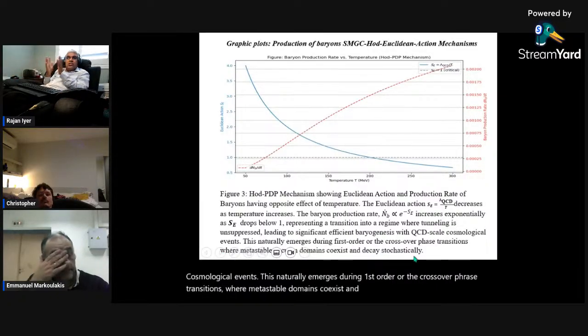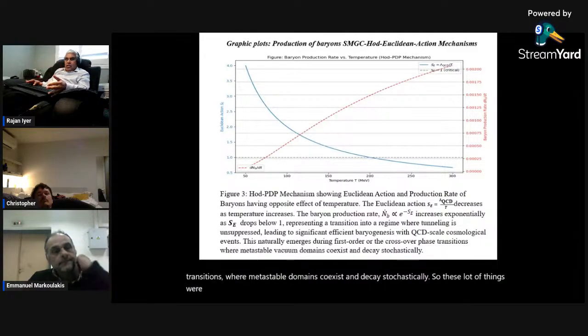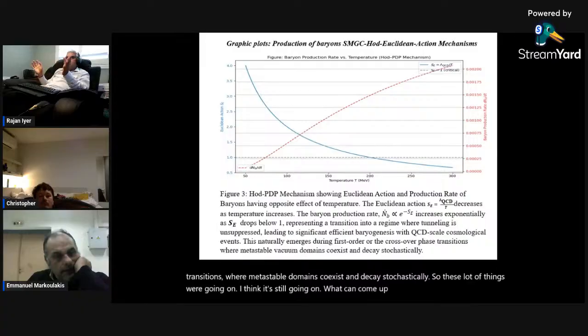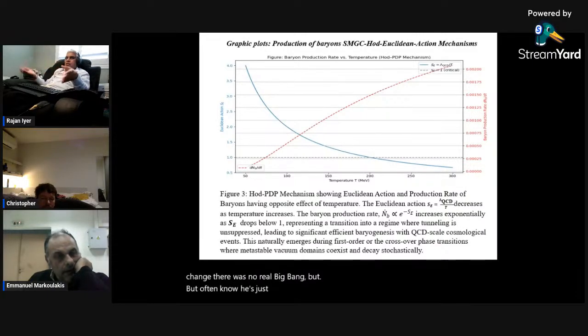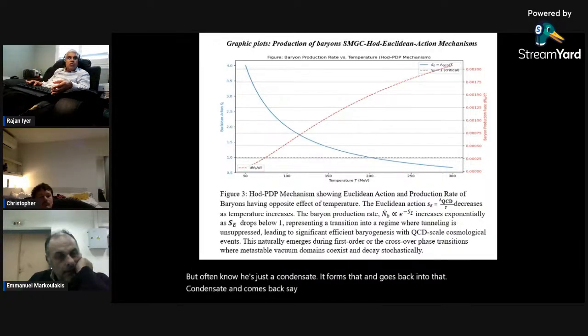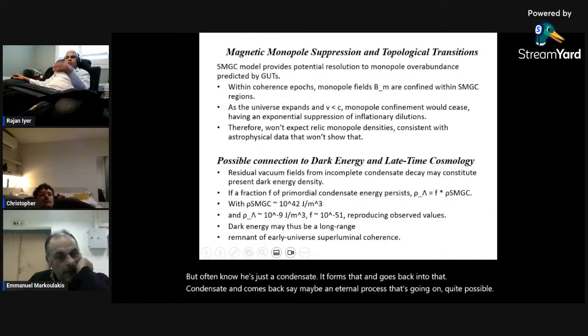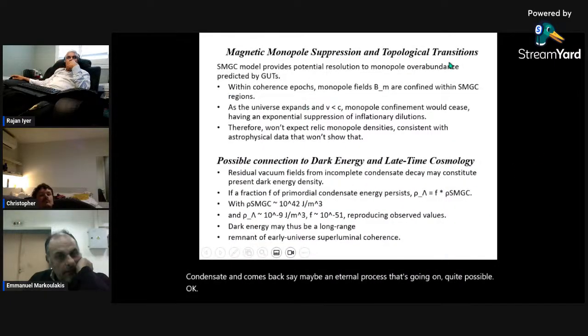So a lot of things were going on. I think it's still going on. One can come up with the idea that there never was any change, no real Big Bang, but that it's just a condensate. It forms that, goes back into that condensate, and comes back. So it may be an eternal process that's going on. Quite possible. Okay. So on the magnetic monopole suppression topic, I want to give a few comments.